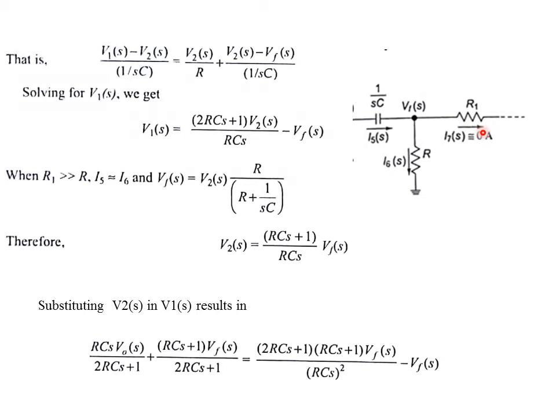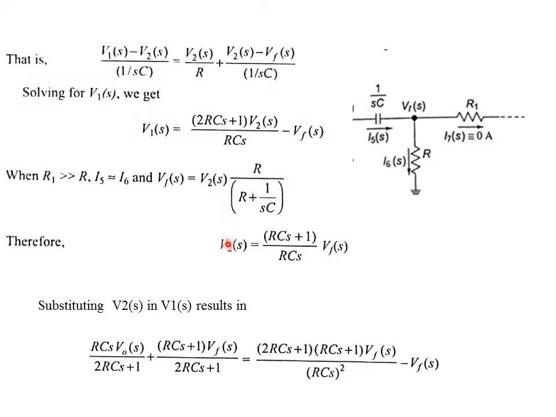So when this bias current is equal to 0, I5(s) will be equal to I6(s), and hence you can find out the expression. So how can you calculate Vf(s)? Vf(s) will be the voltage drop across this resistor R. So Vf(s) is equal to R divided by R plus 1/SC, multiplied by the total applied voltage here. The total applied voltage here is nothing but the previous node voltage, which is V2(s). That's why we get this expression: Vf(s) is equal to R divided by R plus 1/SC, multiplied by V2(s).